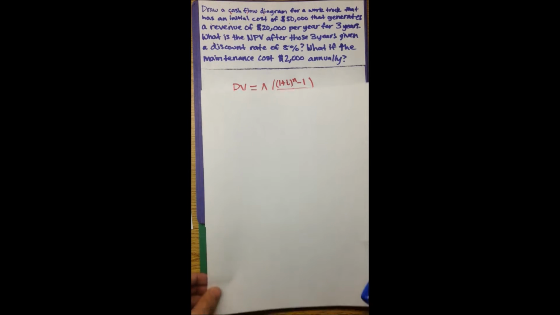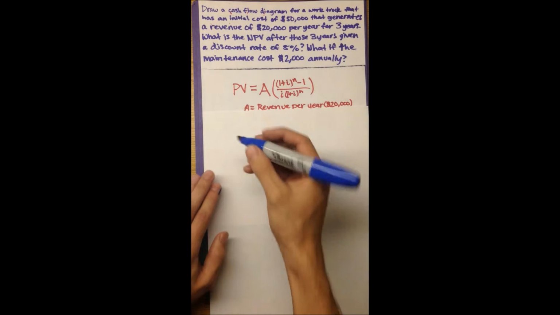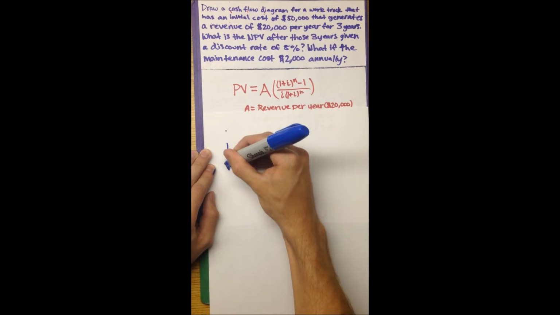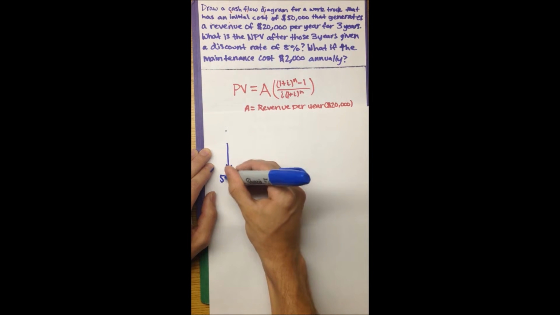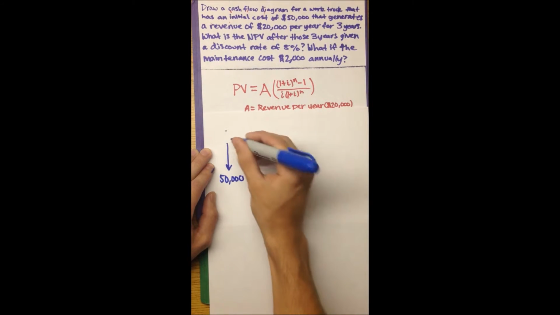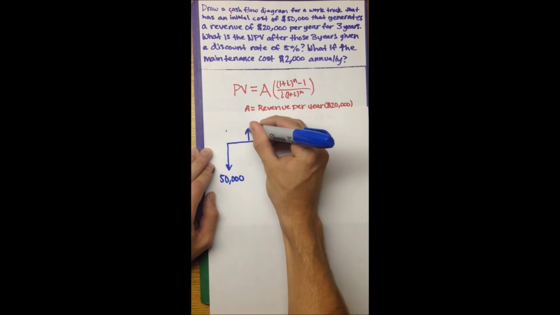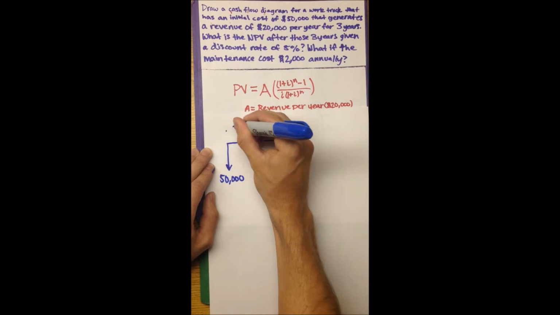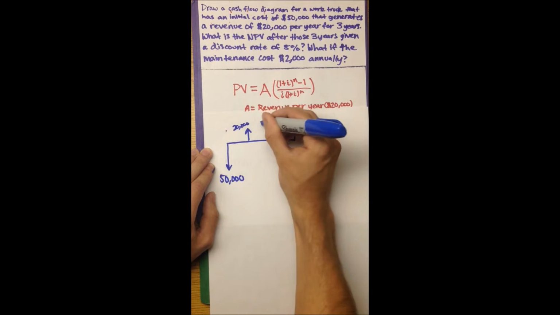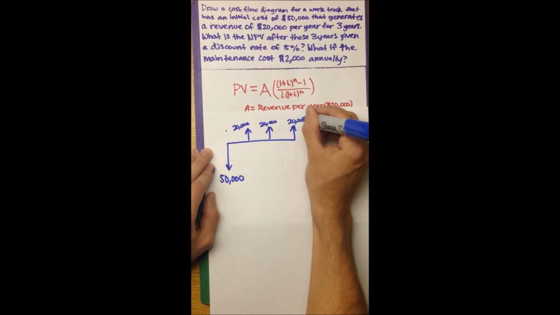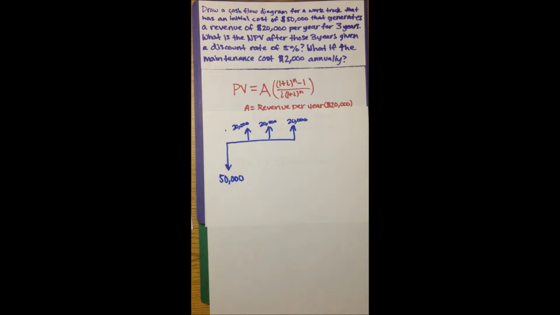Alright, so to start the problem off, we can begin with some cash flow diagrams, since that is what the question asks us to do. And so right here in the beginning, we're going to start off with an initial cost of $50,000. And then from here, over 3 years, we're going to generate $20,000 each year. And that's going to be it for the cash flow diagram for part 1.